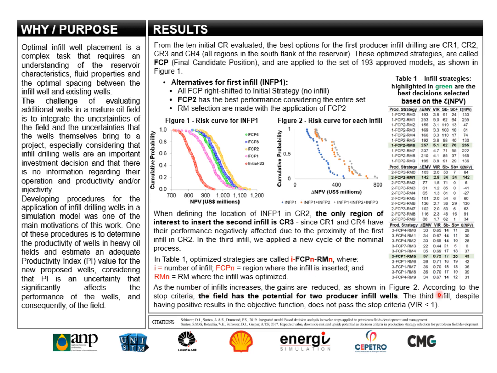So according to the stop criteria, the field has potential for 2 producer infill wells because the VRR of the third infill is less than 1. And the third infill, despite having positive results, because the NPV and the epsilon function were positive, does not pass the stop criteria.